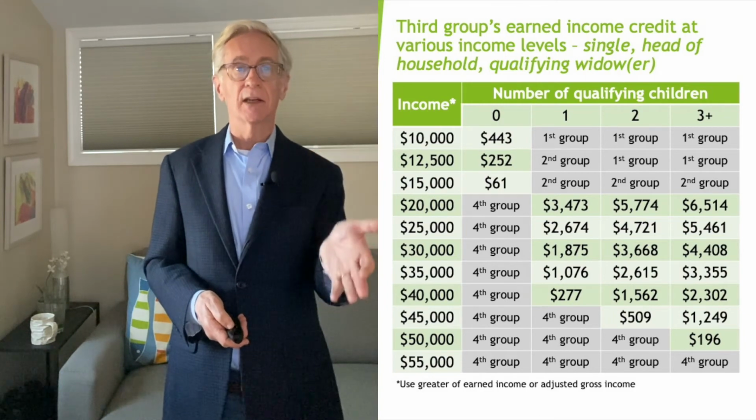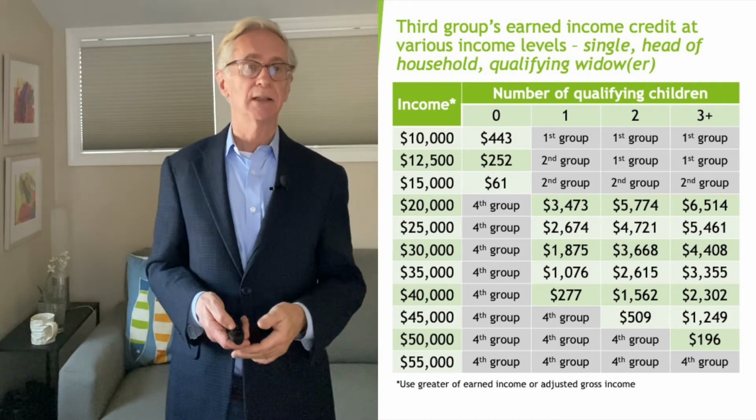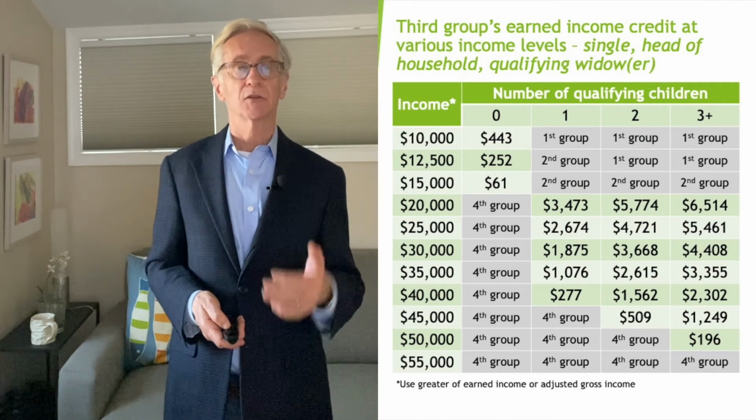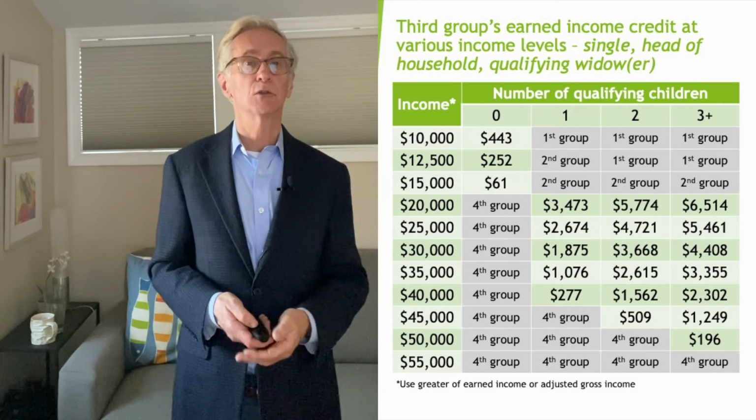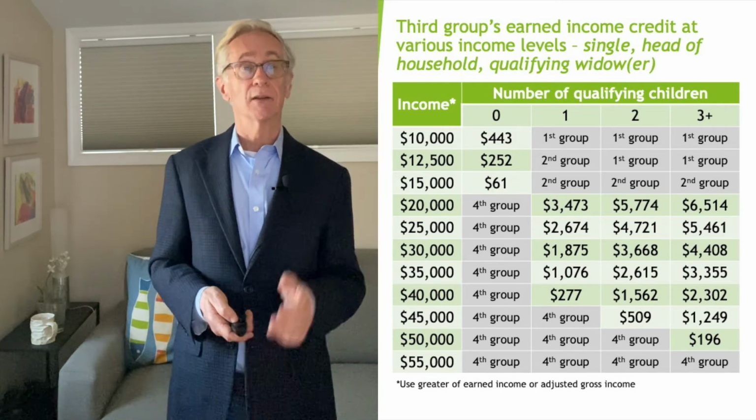So see if any of these numbers apply to you, and it should give you an approximate idea of your earned income credit amount. Just pick a number that's the closest to your earned income or your adjusted gross income, whichever is greater.